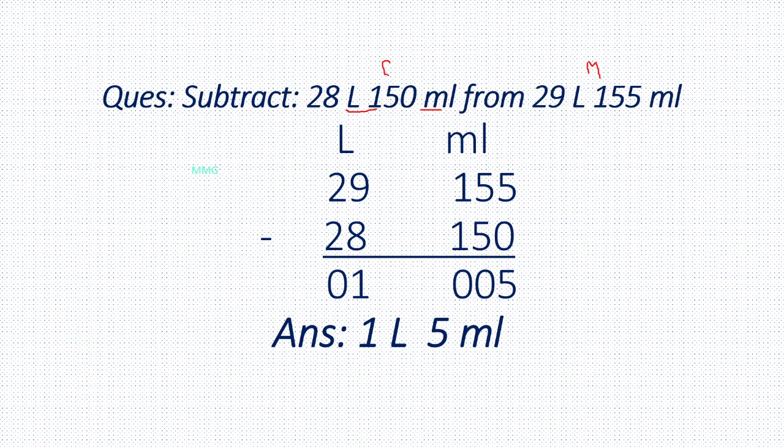Now this one is our subtrahend part. You can see here before liter we have 28, so I have written 28 under the liter column below 29, and before milliliter we have 150, so I have written 150 under the milliliter column, below 155. So what we have to do now is subtraction. 5 minus 0 is 5, 5 minus 5 is 0, 1 minus 1 is 0, and here 9 minus 8 is 1, 2 minus 2 is 0. So you can see here 1 is under the liter column and 5 is under the milliliter column. So our answer is 1 liter 5 milliliter.